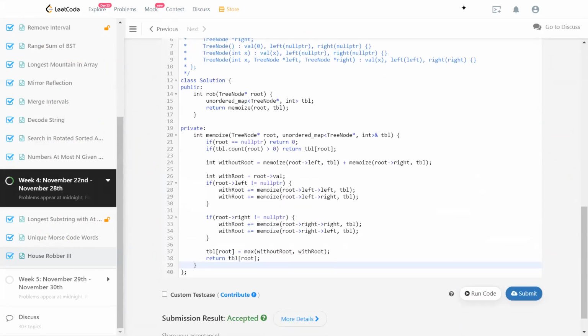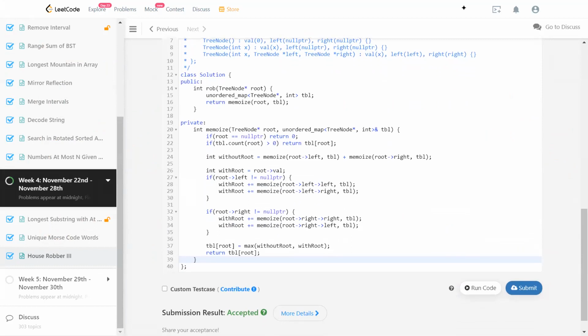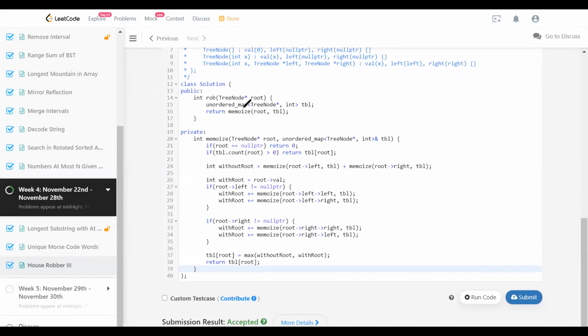So yeah, we needed to implement the rob of root. Because I need a table here, I'm going to use a helper function called memoize. So the table is just a map. I'm using an unordered map, which is essentially a hash table. So the key is a pointer to a tree node, and the int value is the optimal value, right? The amount the robber can rob from that subtree, right?